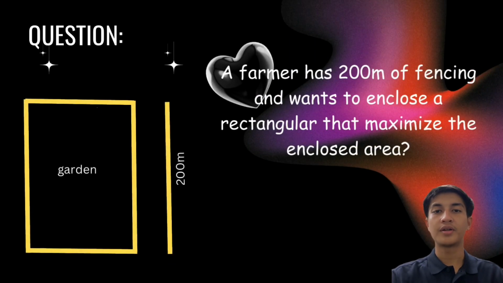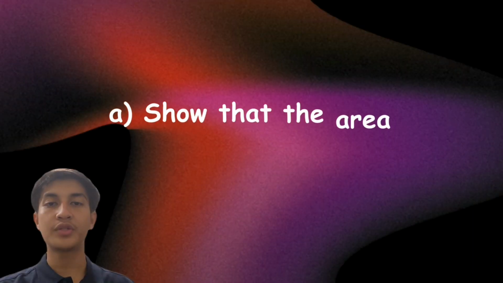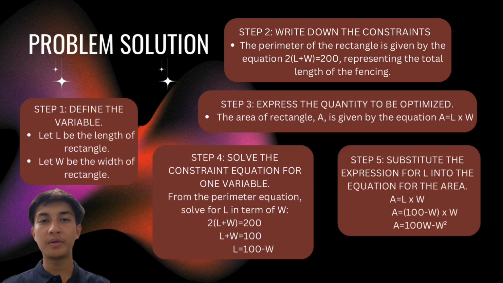The question is, a farmer has 200 meters of fencing and wants to enclose a rectangle that maximizes the enclosed area. We have two sub-questions, which are question A and question B. The first question is, show that the area A is equal to 100W minus W squared. So, I have made a problem statement for question A. I will show you step-by-step how to find the answer. I made 5 steps to get the answer.